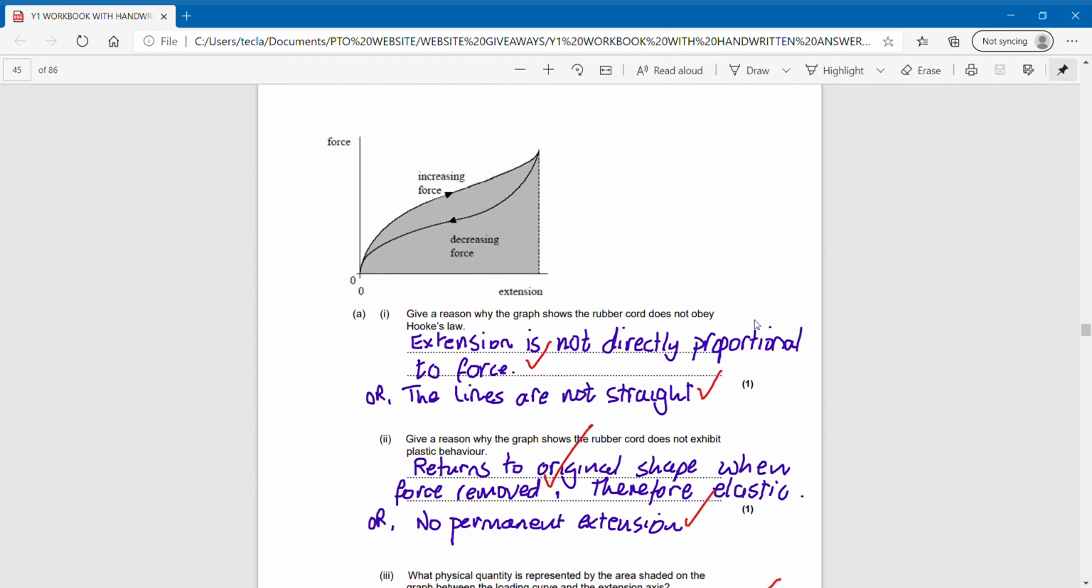Part 1. Give a reason why the graph shows the rubber cord does not obey Hooke's law, so extension is not directly proportional to force, or the line is not straight. So we know that if it was following Hooke's law, we would have a straight line on a force extension graph. Part 2. Give a reason why the graph shows the rubber cord does not exhibit plastic behaviour. So it returns to original shape when the force is removed, therefore elastic, or there is no permanent extension.